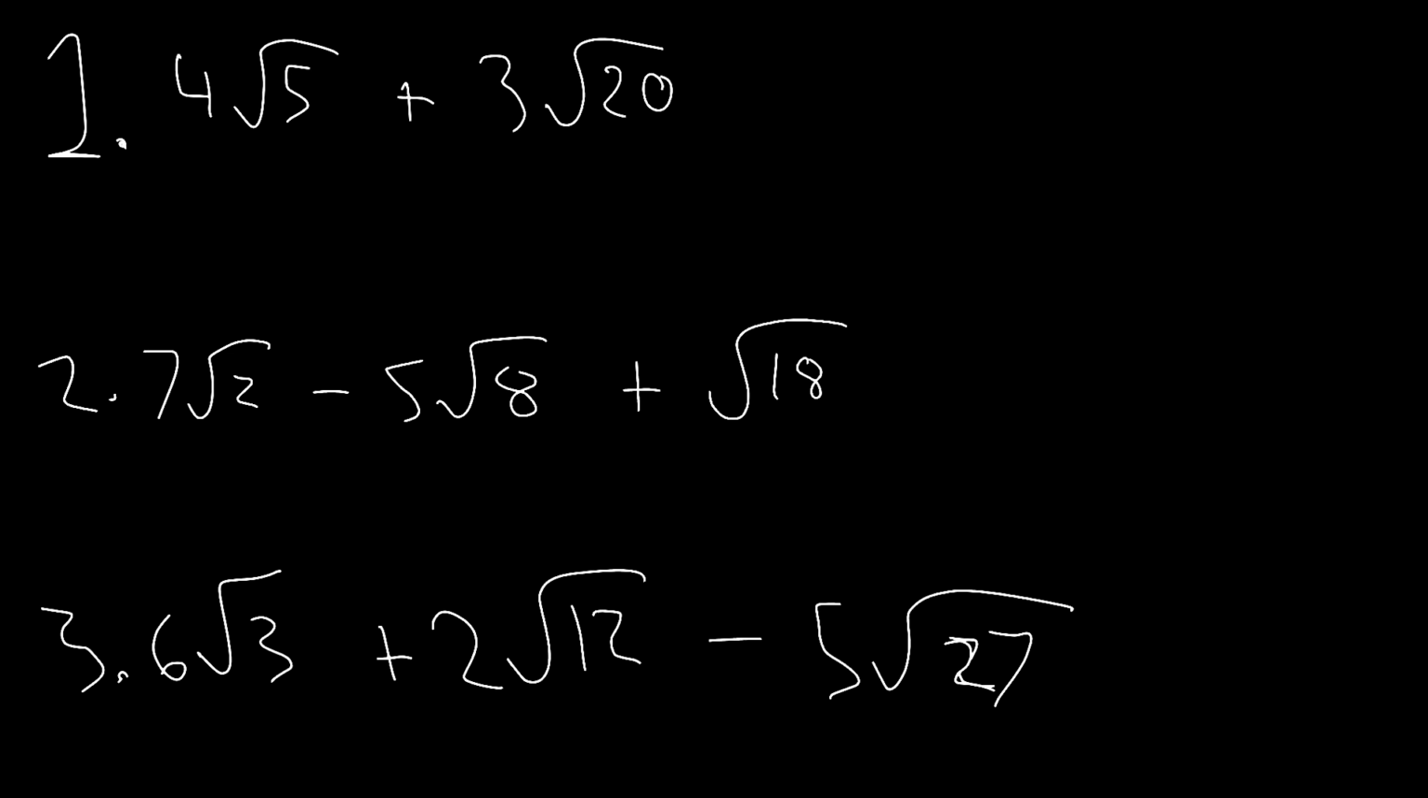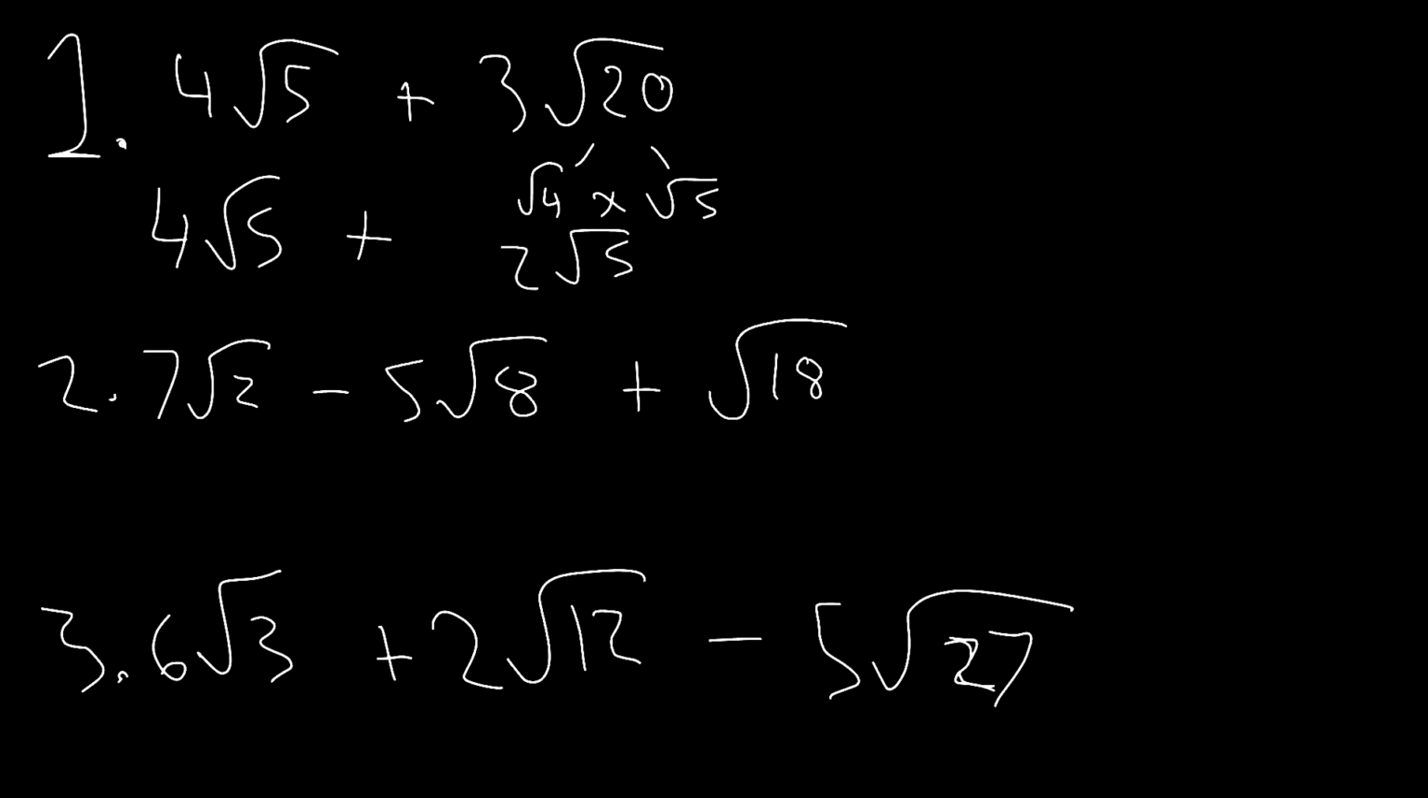So we'd have to break down and simplify each surd. Root 5 can't be broken down any further because there is no square number that multiplies to give me root 5. So we just chuck it down and leave it as root 5. So I have 4 root 5 plus, then I have root 20. Root 20 can be broken down into root 4 times root 5, and that gives me 2 root 5.